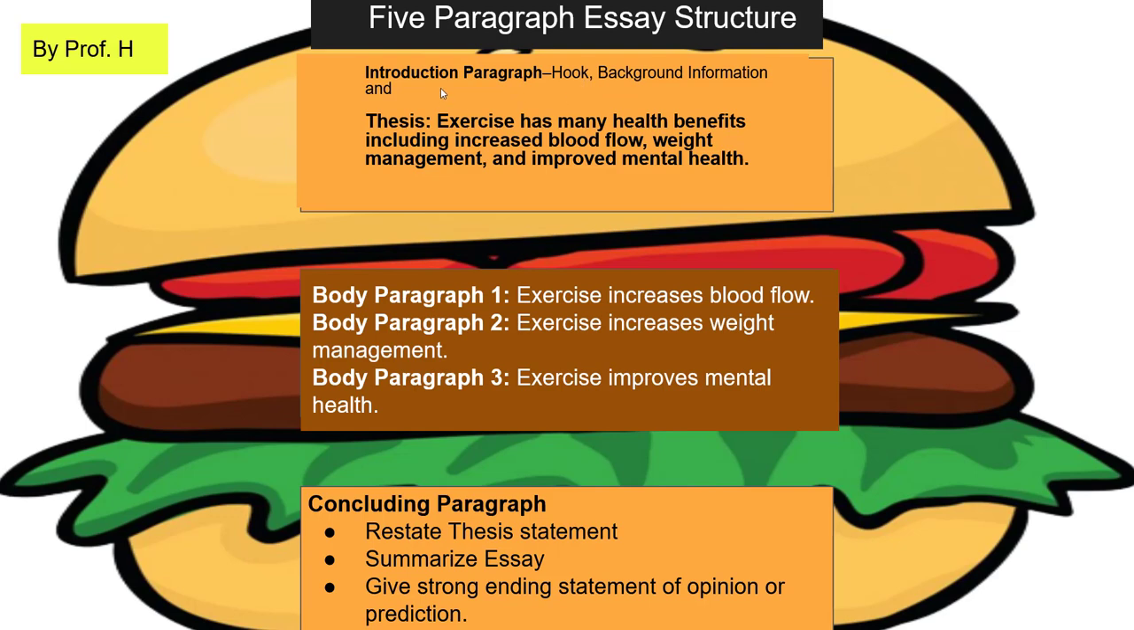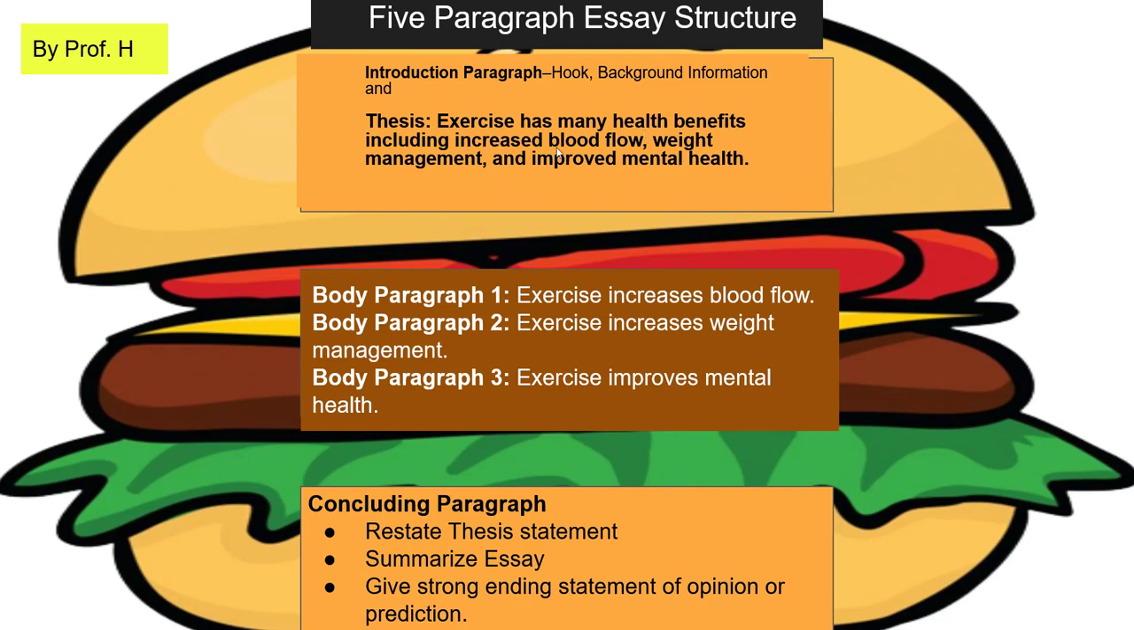So anyway, your introduction paragraph has a hook, 5 sentences for your background information. First you have the hook, then 5 sentences of background information, then your thesis statement. Your thesis statement has the topic, which in this case is exercise. Then it has the opinion, has many health benefits. Then it has reasons: increased blood flow, weight management, and improved mental health. So those are the topic, opinion, reasons.